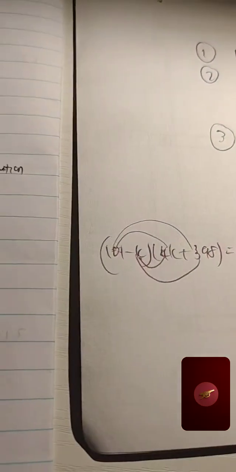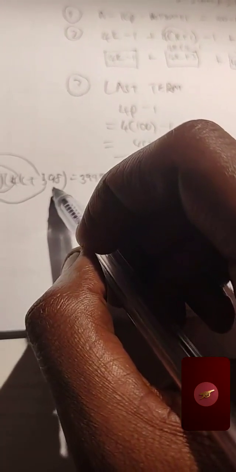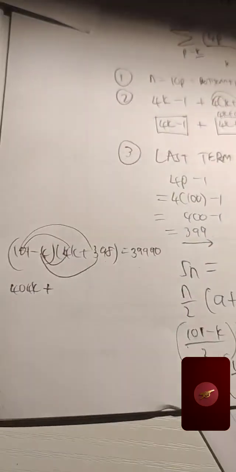You multiply 19,995 by 2 here and you will get 39,990. Then you play FOIL, my guy. 101 times 4k, you get 404k. 101 times 398, you get a big value: 40,198. And negative k times 4k gives negative 4k squared. Then negative k times 398 is negative 398k.